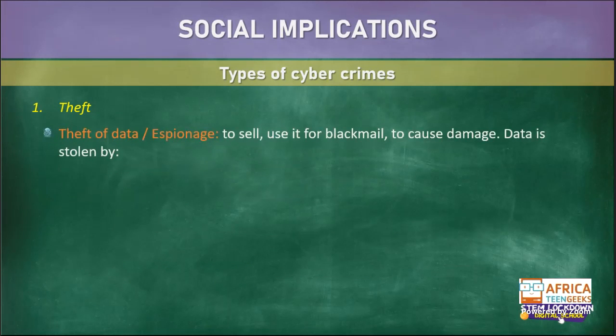Then theft of data, which we can call as well espionage. That data is stolen so that it can be sold and also can be used for blackmail and can be used to cause damage. How is it stolen? Number 1, by copying it directly onto removable media. The USB has many advantages and disadvantages. It's easy for someone to just come with a USB connected to the computer if the user is not logged out, and then data can be copied easily.